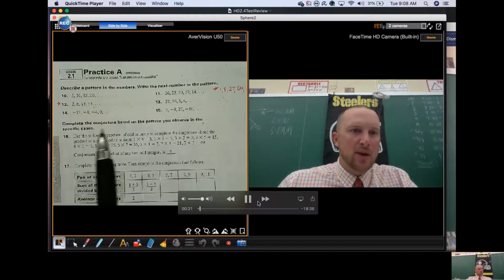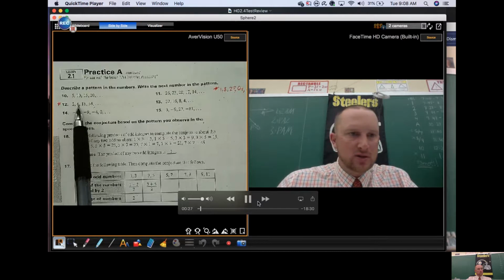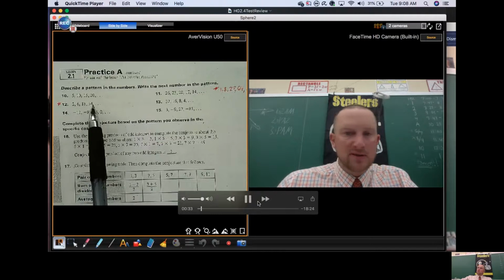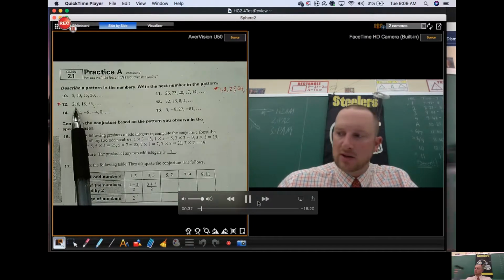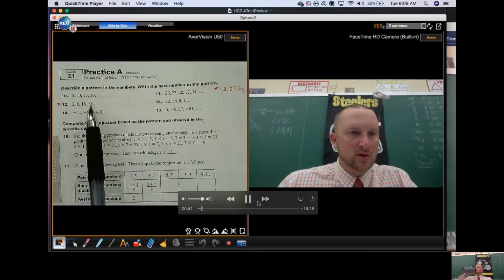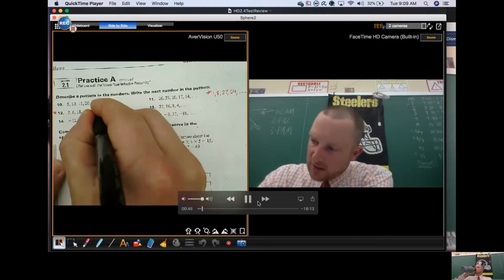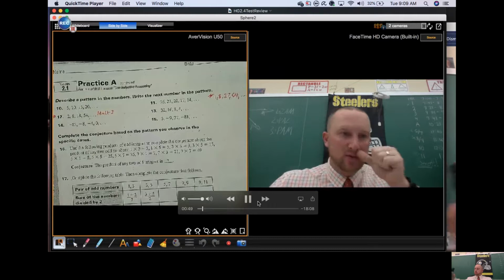You want to describe a pattern in the numbers and write the next number in the pattern. So you have a sequence here, 2, 6, 18, 54. It looks like it's increasing. Is it increasing by the same amount every time? It doesn't seem to be. So it's probably not addition. Maybe it's multiplication. Could you multiply by the same number every time? Hopefully you recognize this is a pattern where you multiply the previous term by 3.